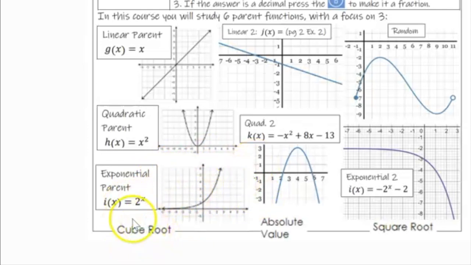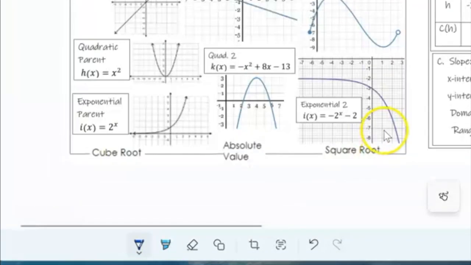All right, there are other parents that we're going to talk about, as I mentioned, but you'll really look into detail in Algebra 2. That is the cube root, absolute value, and the square root. Right here, we're going to go ahead and draw what those look like. So I'm going to go ahead and put those into the calculator.